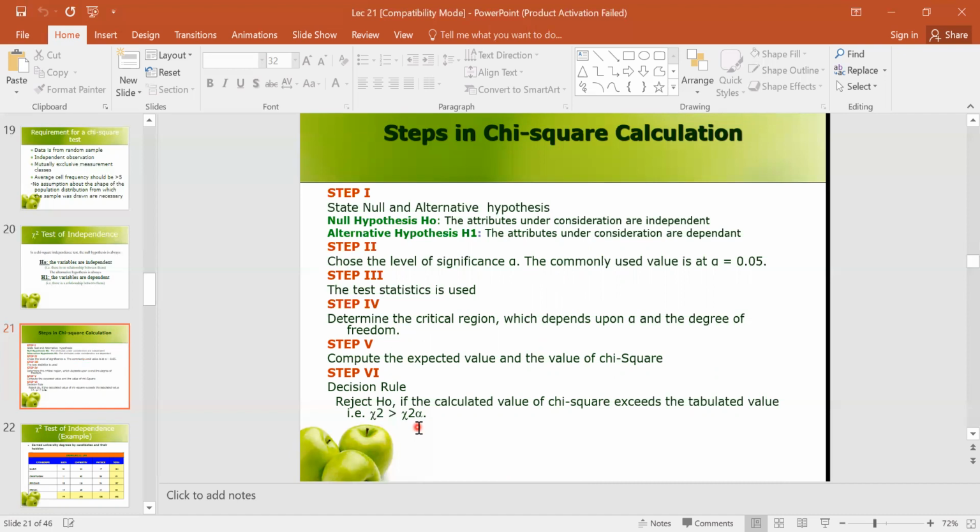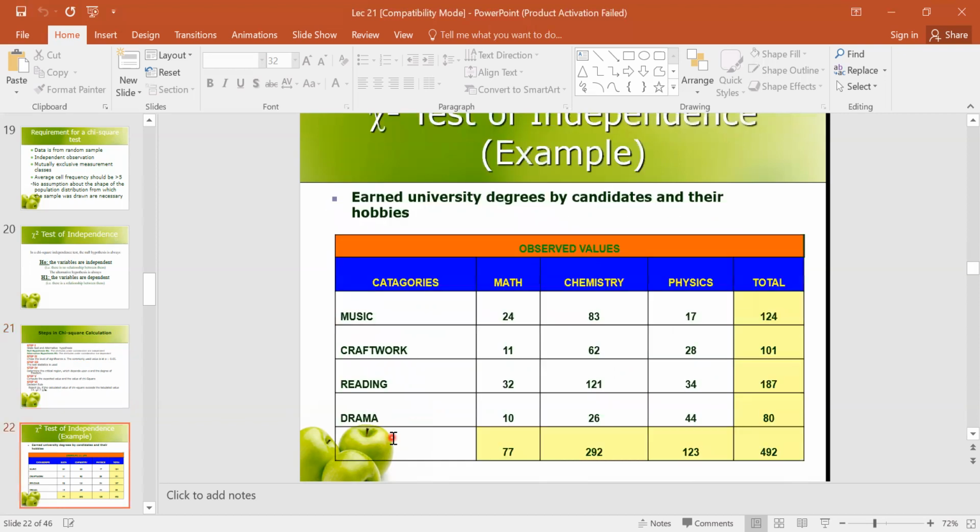We reject our hypothesis if the calculated value exceeds the table value. And if our calculated value does not exceed the tabulated value of chi-square, then we do not reject. So the decision depends upon this criterion in the chi-square test of independence. Now let us take an example to clarify this test.